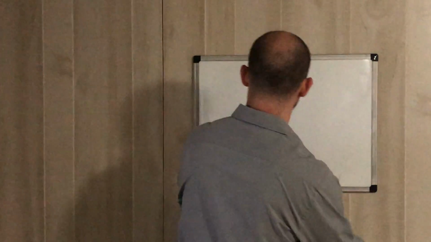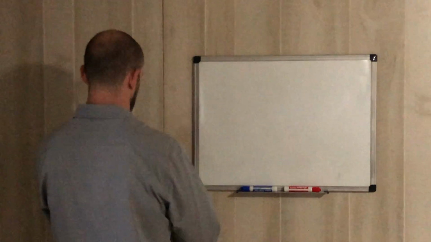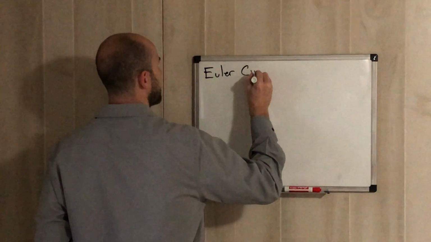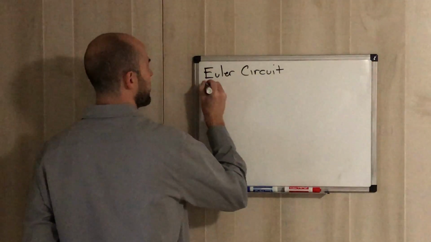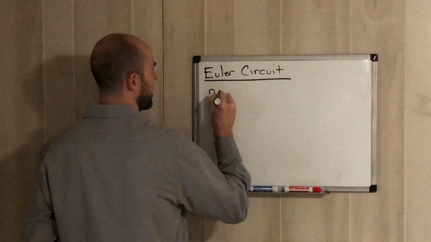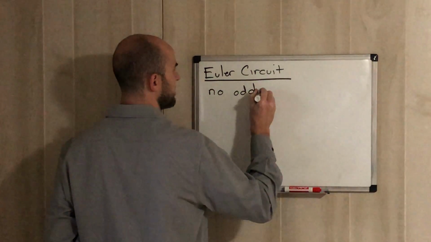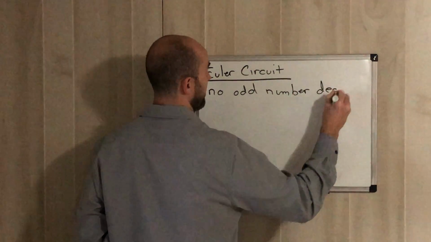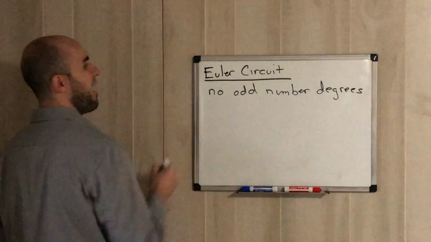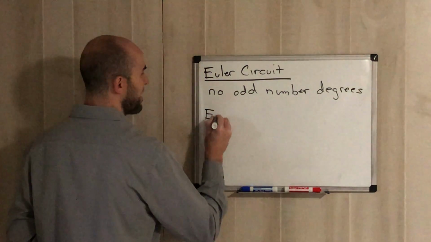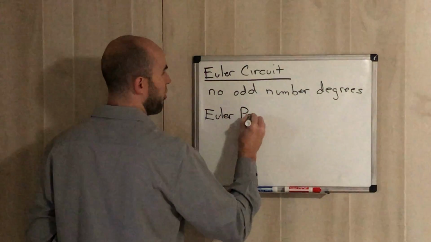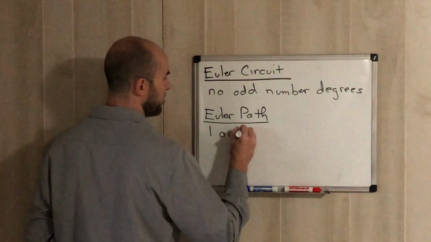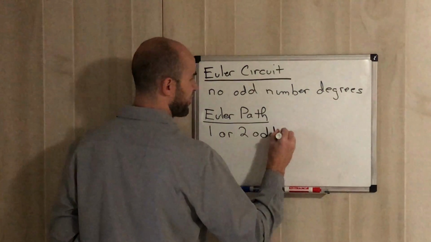So always remember, if you have an Euler circuit, we know it has no odd number degrees. It has to be all even. It has 0 odd number degrees. If it's an Euler path, we know automatically that it has 1 or 2 odd number degrees.